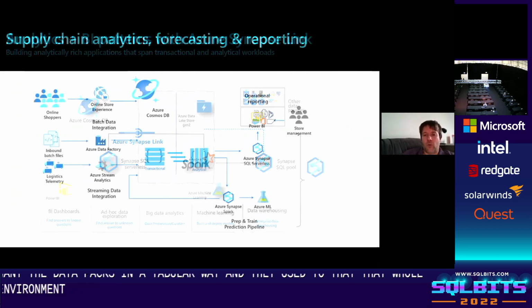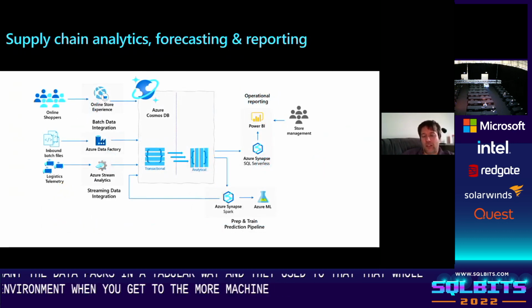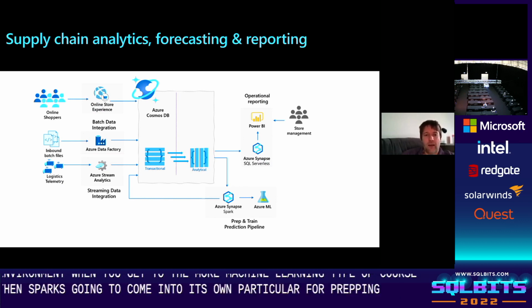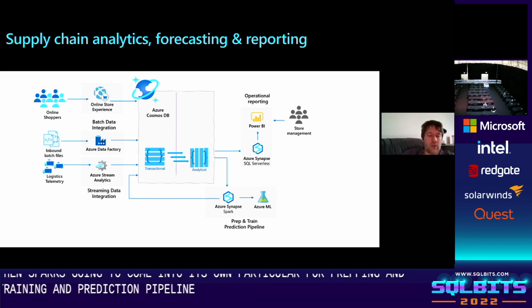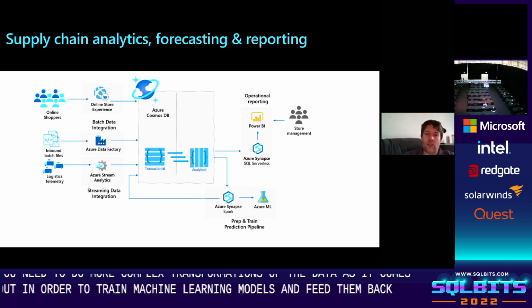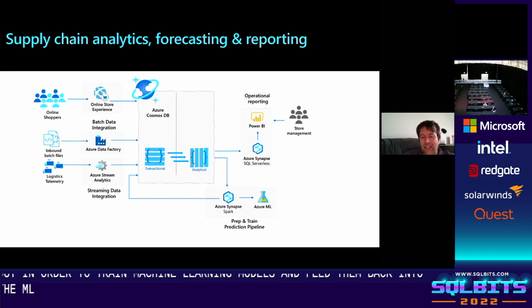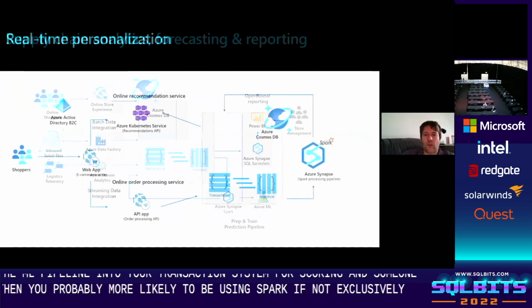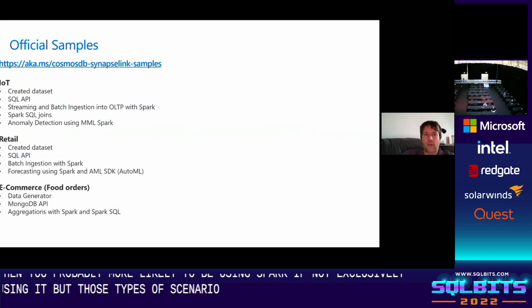When you get to the more machine learning type scenarios, of course, then Spark is going to come into its own, particularly for prepping and training prediction pipelines. And like I was alluding to there, if you need to do more complex transformations of the data as it comes out in order to train machine learning models and then feed them back into the ML ops pipeline, into your transactional system for scoring and so on, then you're probably more likely to be using Spark, if not exclusively using it for those types of scenarios.